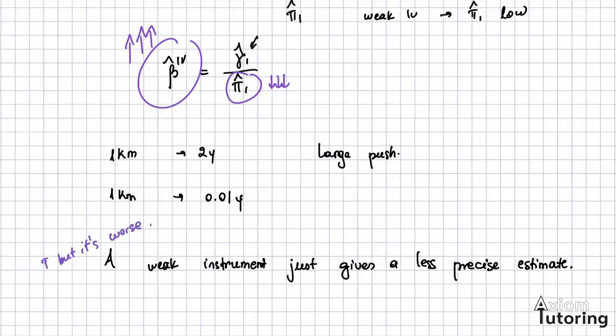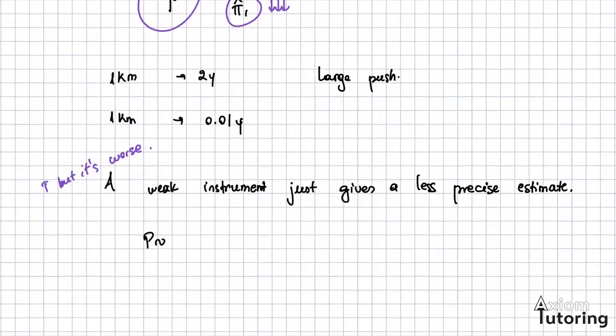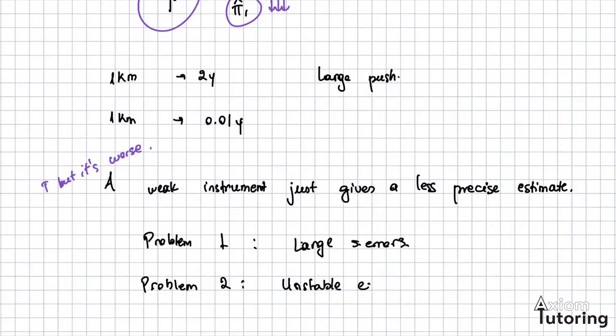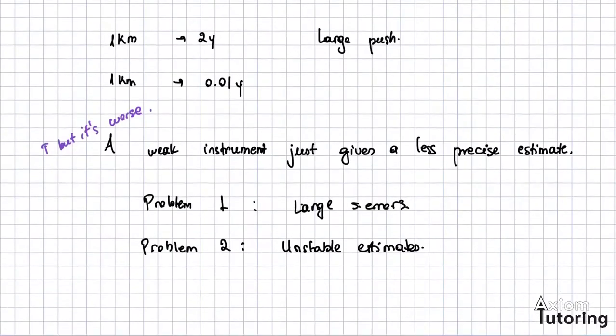So problem one that you have is large standard errors. Your IV basically uses very little variation, so your estimates become very noisy. And problem two is that you have unstable estimates. Small changes in the data will produce large swings in the beta IV, so the estimate is not robust.